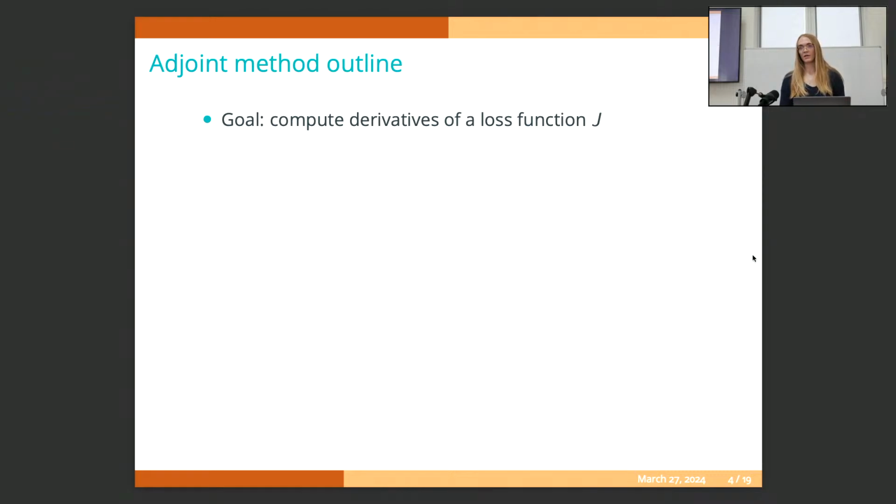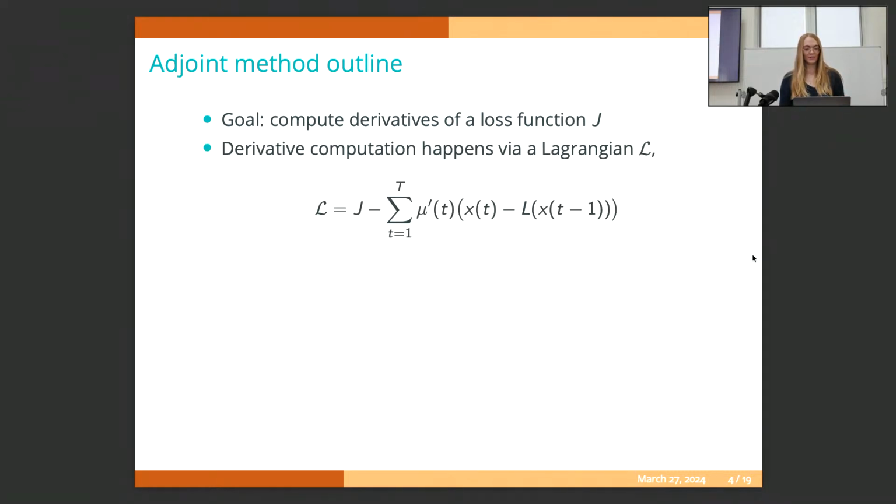This can be a diagnostic quantity. It could just be an entry in a state. The adjoint method specifically computes derivatives of this loss via Lagrangian method. So we define this Lagrangian L.